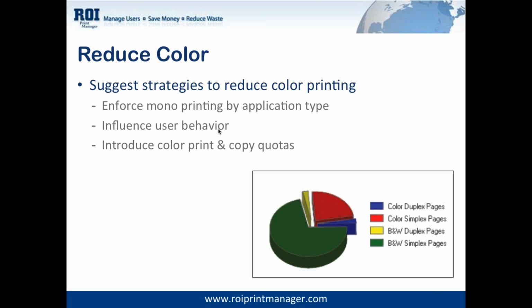And the typical example here is email printing. So a lot of emails contain small bits of colour in them. If a user prints that normally, the driver will detect that colour and it will print the email as a colour job.